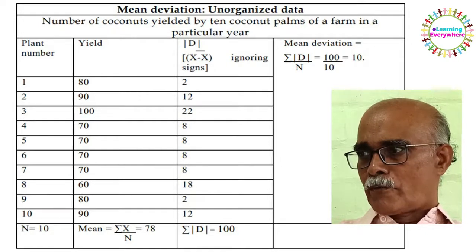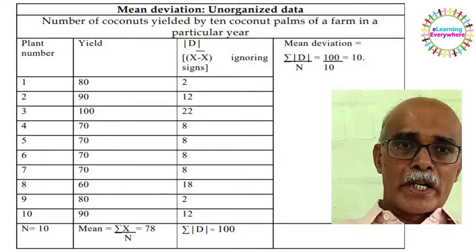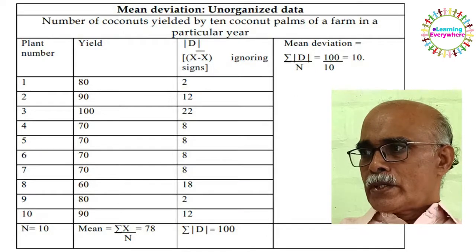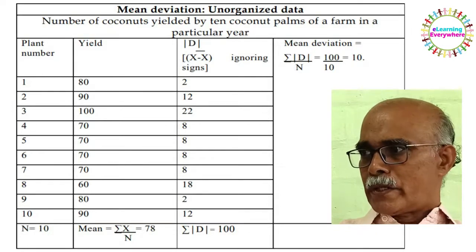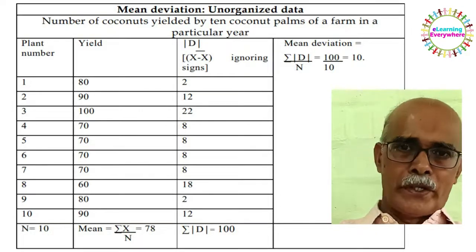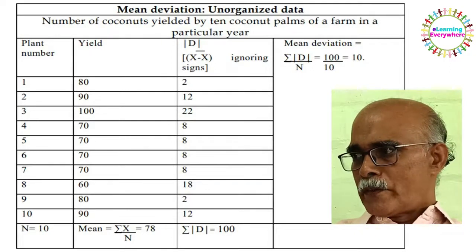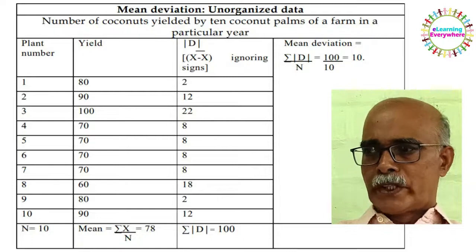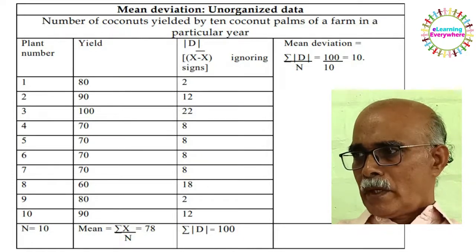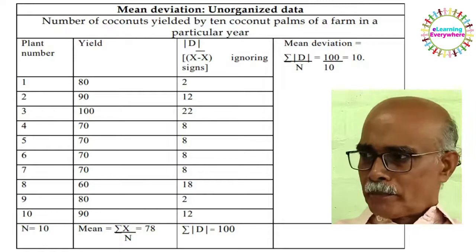So the formula of mean deviation in the case of unorganized data is sigma d by n, and sigma d as calculated is 100 and n is 10. So sigma d by n is 10. So that was about the calculation of mean deviation in the case of unorganized data. And then comes a discrete frequency distribution.